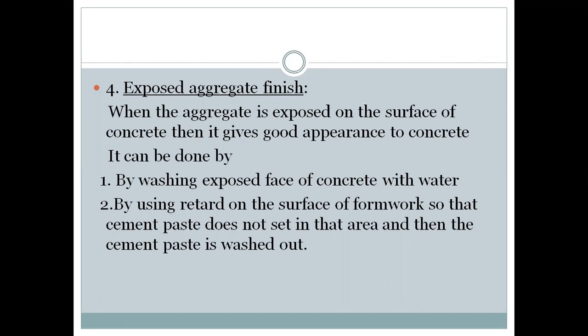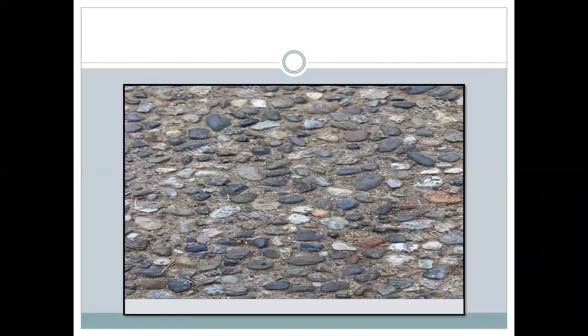So exposed aggregate finishing is mainly useful for the good appearance of the buildings or structural elements, and it can be done by, first, washing the exposed face of the concrete with water, or by using the retarder. After concreting is done, then after some time we can remove the formwork and spray water on the surface so that the cement paste on the surface is removed and only the aggregate appears on the surface.